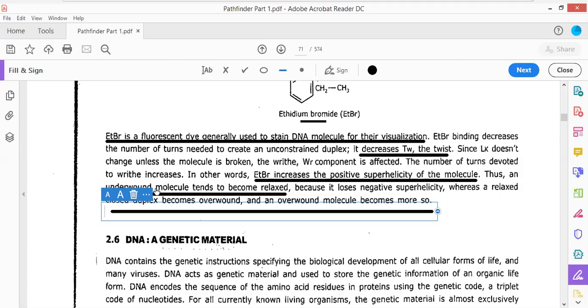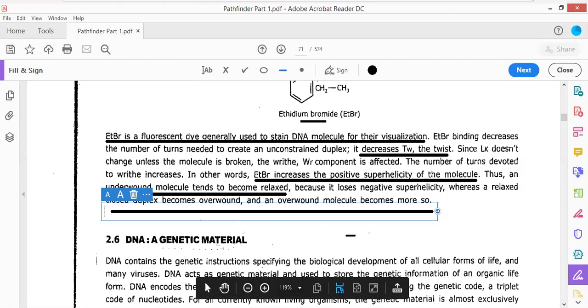What is the meaning of an underbound molecule? Negatively supercoiled molecule will become relaxed in the case of ETBR. In the case of a relaxed molecule, it will introduce positive supercoiling. Okay, so this is how ETBR is going to function.